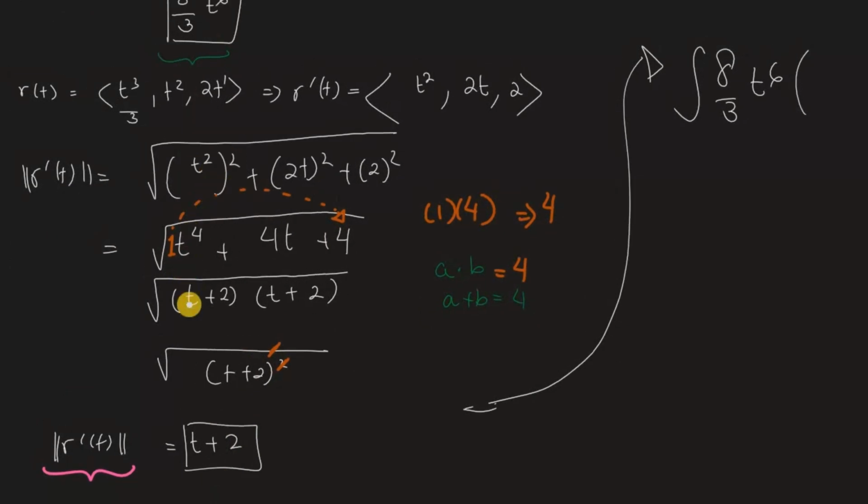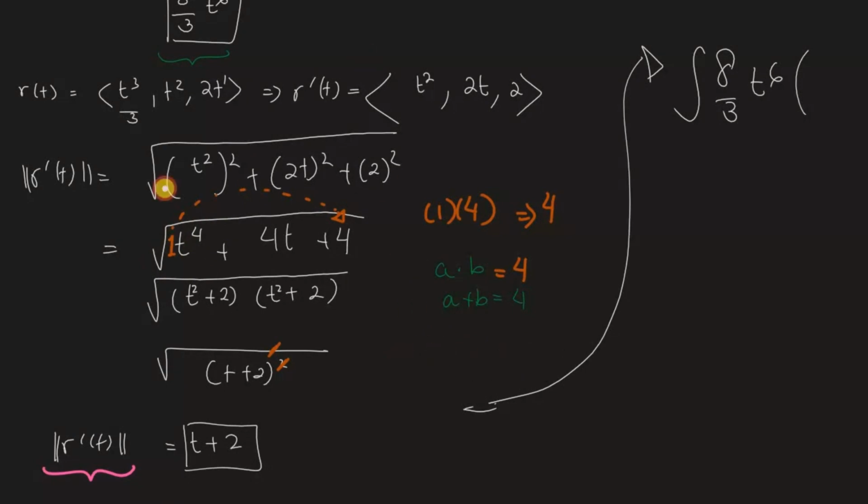Oh wait, I just realized this has to be t squared. Because if it was only t and t, multiplying t and t gives you t squared, right? But if you multiply t squared times t squared, then it gives you t to the power of 4. So yeah, this has to be t squared. So when you multiply t squared, this is how you get t to the power of 4. I'm sorry for that.